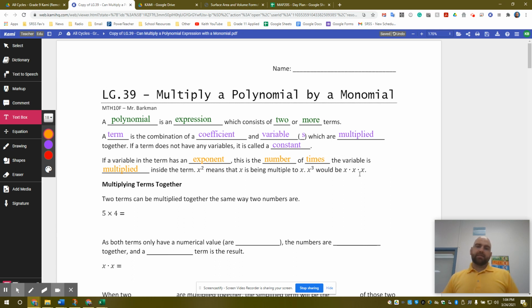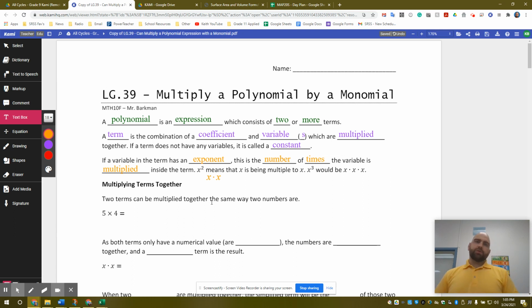Now, if we have x times x times x, we don't actually need to write out all three of those. We just write it as x cubed. So x squared is x times x. That would be x squared, right? X is being multiplied by x. So that's what x squared means. We have to remember that when we're talking about a term.